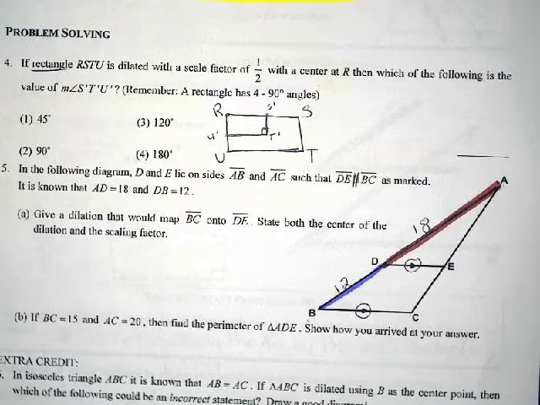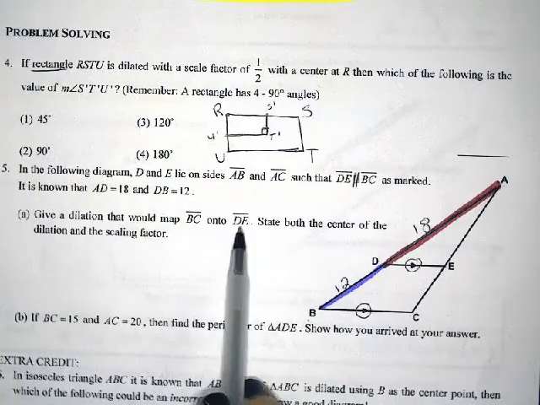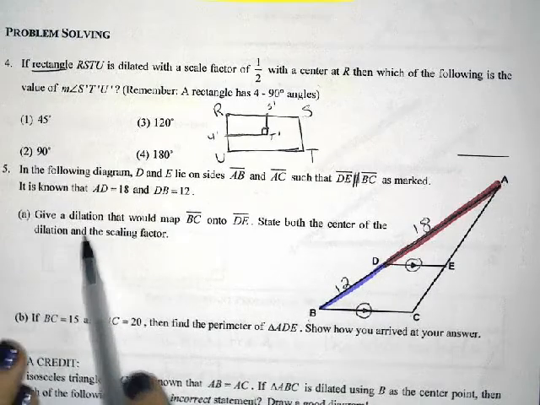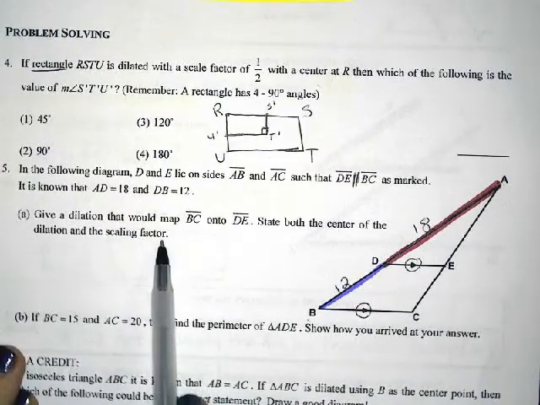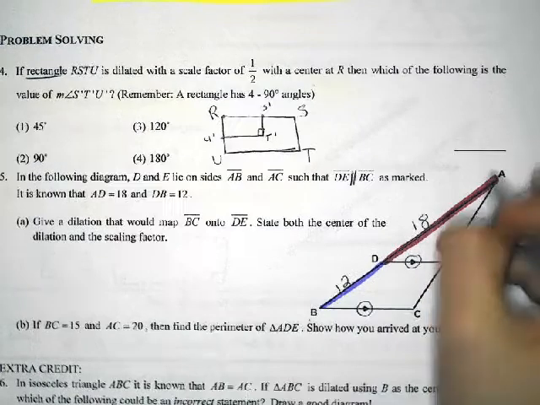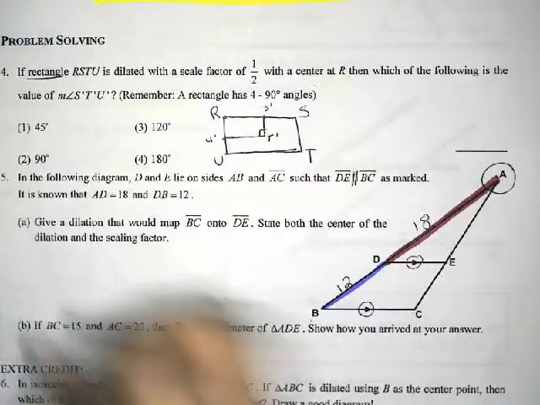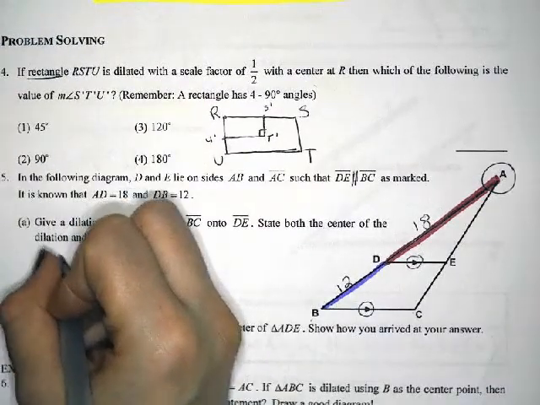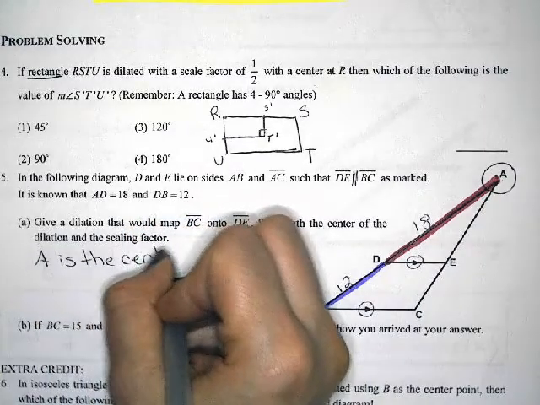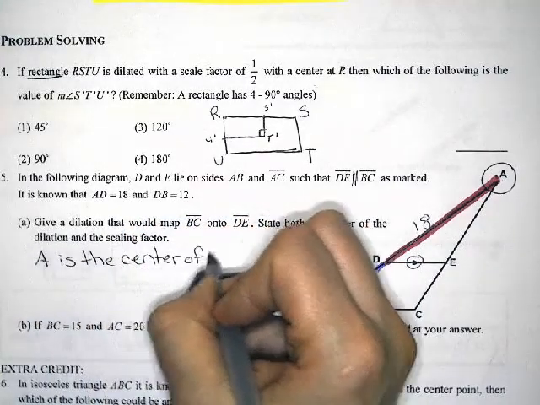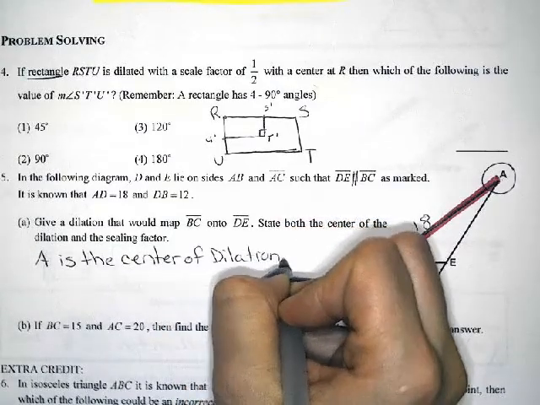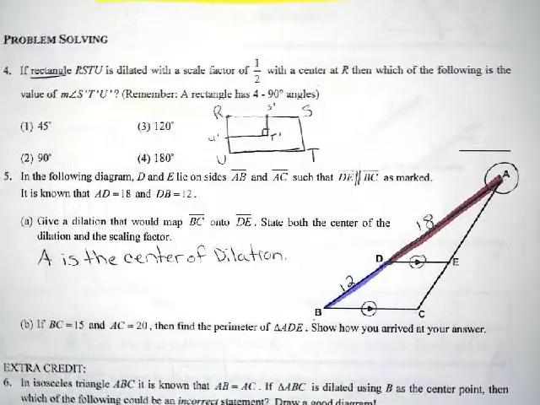Give a dilation that would map BC onto DE. State both the center of the dilation and the scaling factor. Okay, so if you look in this diagram, we should be able to see the center. Obviously A. A is the center of dilation. Just to help you out on that. Now we have to figure the scaling factor.